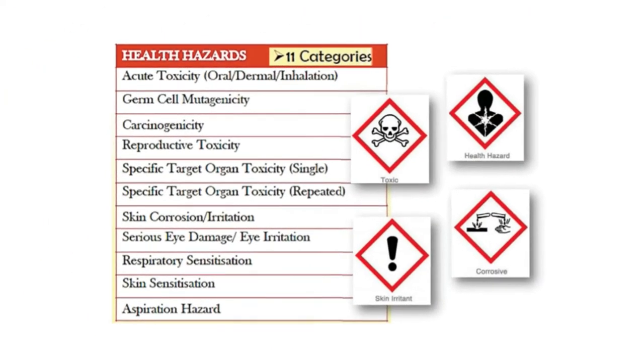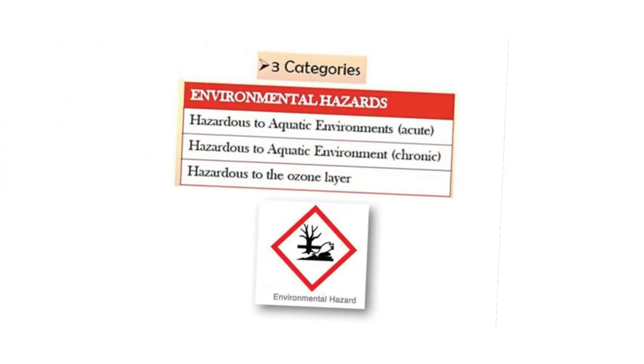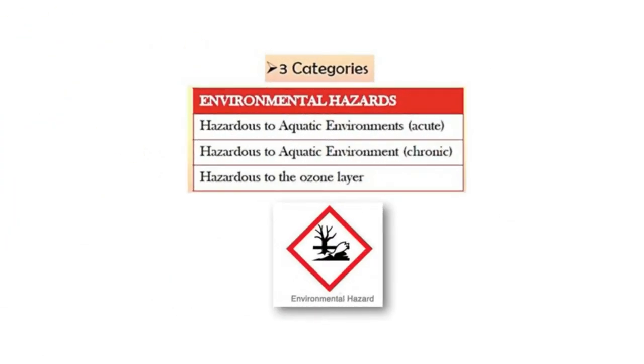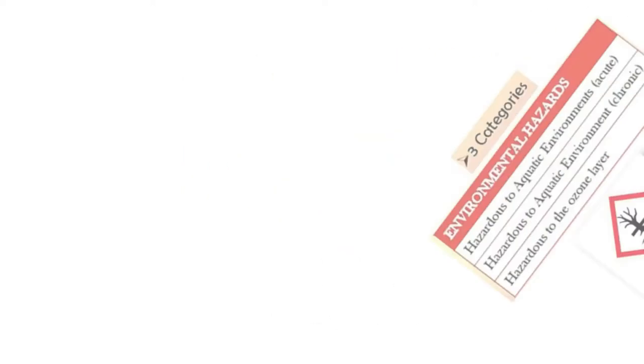11 categories in health hazards include acute toxicity, germ cell mutagenicity, carcinogenicity, reproductive toxicity, specific target organ toxicity, skin corrosion, serious eye damage, respiratory sensitization, skin sensitization, and aspiration hazard. Environmental hazards contain hazard to the aquatic environment, acute or chronic, and hazardous to the ozone layer.